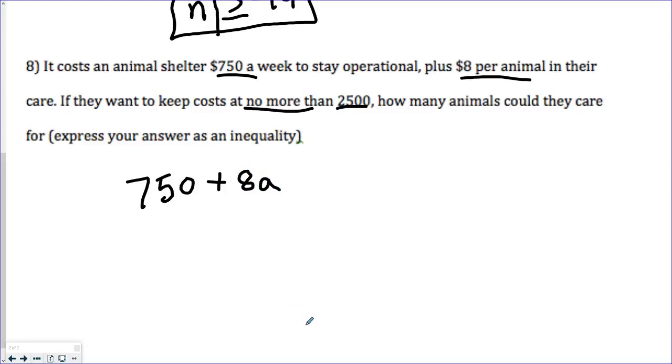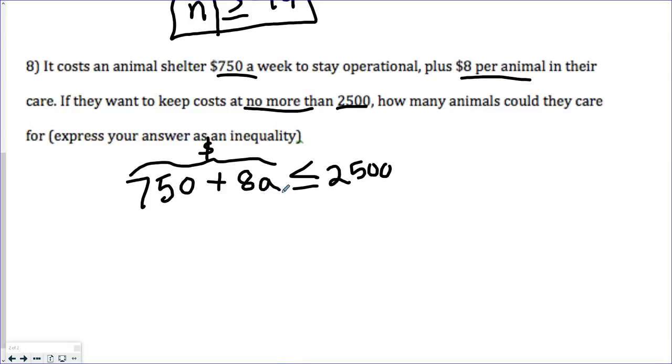We'll put A for animal. And this is their cost. So this right here represents their cost. That's their dollar amount. And they want this dollar amount to be no more than 2,500. So again, ask yourself, can we be equal to 2,500? Yeah. Can we be less than 2,500? Yeah. We just can't be bigger than 2,500. So 2,500 has to be bigger than or equal to this amount here. Or put another way, this amount here has to be less than or equal to 2,500.